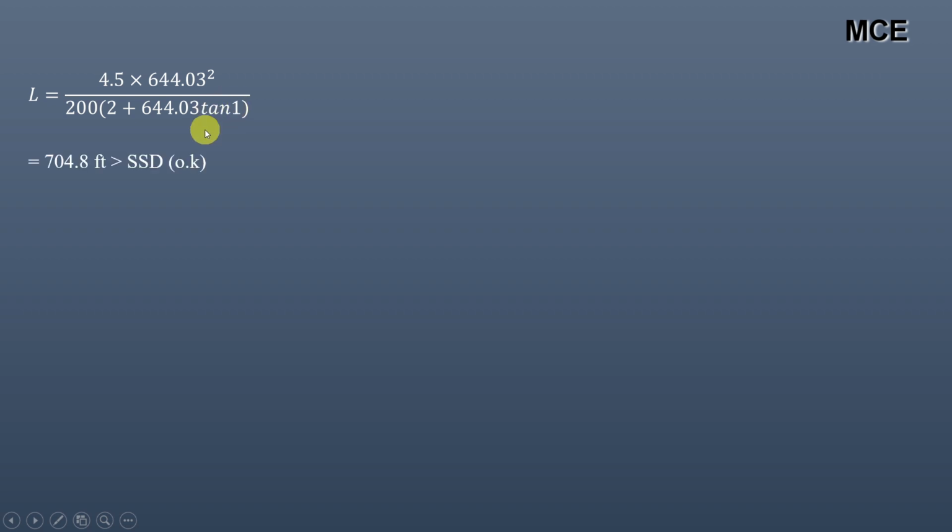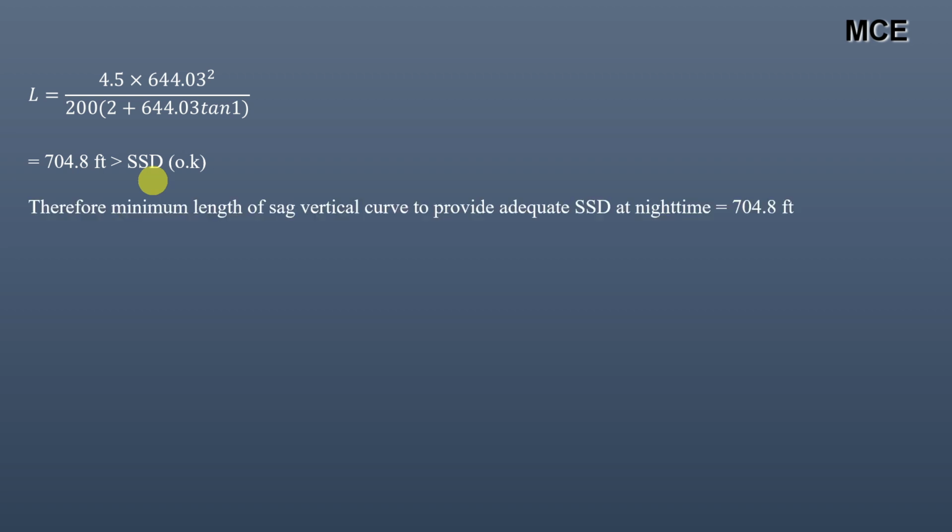This gives me the value of length of vertical curve equal to 704.8 feet. You can see this is clearly greater than the SSD, so our assumption now is correct, that the length of the vertical curve is greater than the SSD. So you can say that the minimum length of the sag vertical curve to provide SSD at night time for this problem is 704.8 feet.